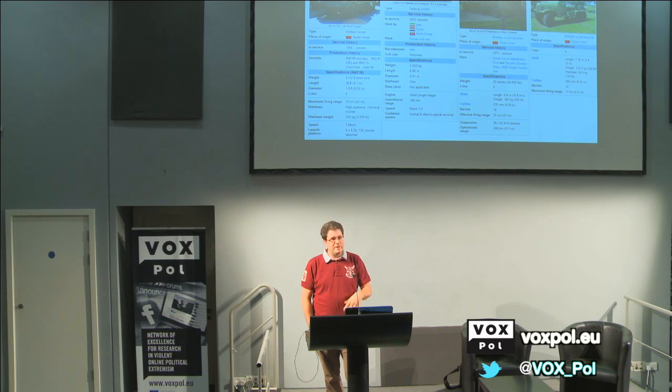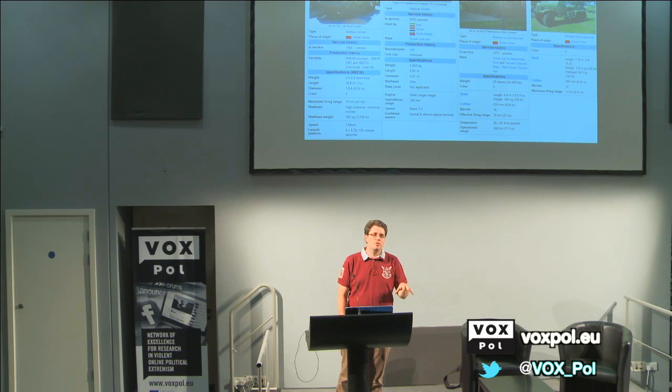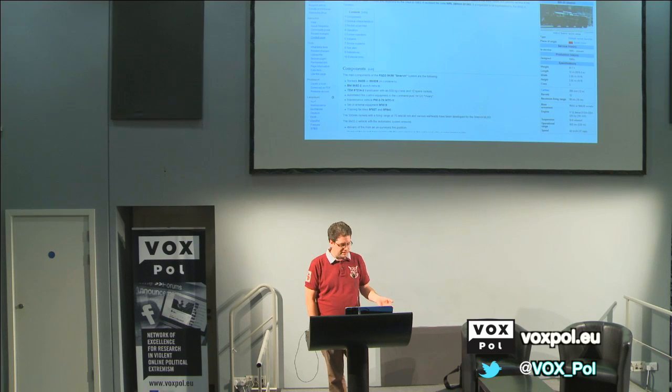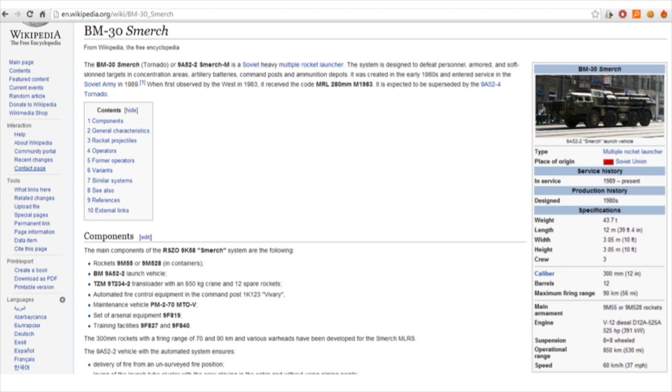Then I thought, well, what if they've actually got something we haven't seen before? So the BM27, we know they've got them. I was researching them, and they have cluster warheads. They have cluster munitions. And I thought, well, maybe there's a larger size that has a cluster munition. In fact, I looked up the BM30 Smerch. You can see on the profile on the right, it has a 300 millimeter diameter for its rocket. So I thought, okay, this could possibly be it.